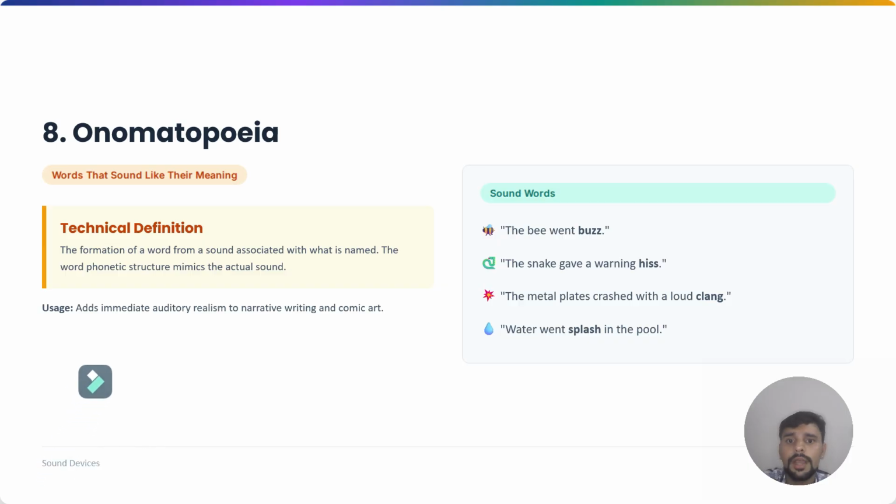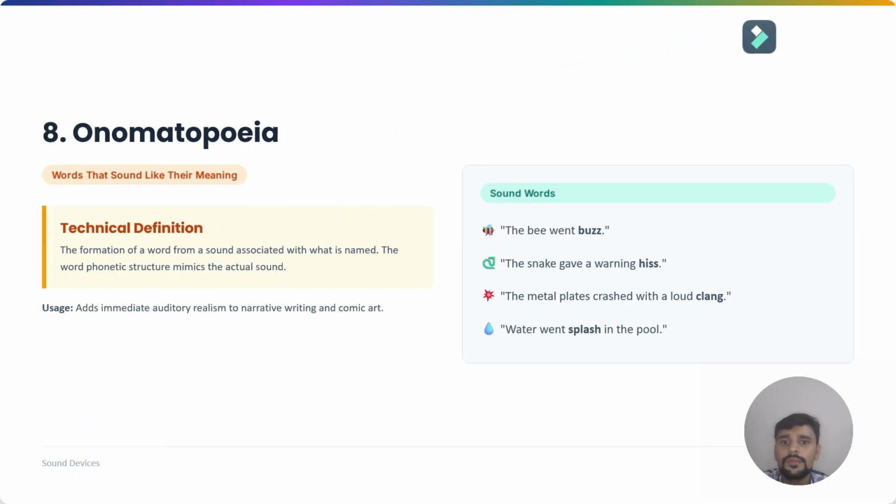Now we come to one of the most enjoyable figures of speech, onomatopoeia. This occurs when a word imitates or represents a sound associated with what it describes. Examples include buzz, hiss, clang, splash. Think about a comic book. You might see bang, boom, crash, whoosh. The word itself almost sounds like the action. That's why onomatopoeia creates immediate auditory realism.